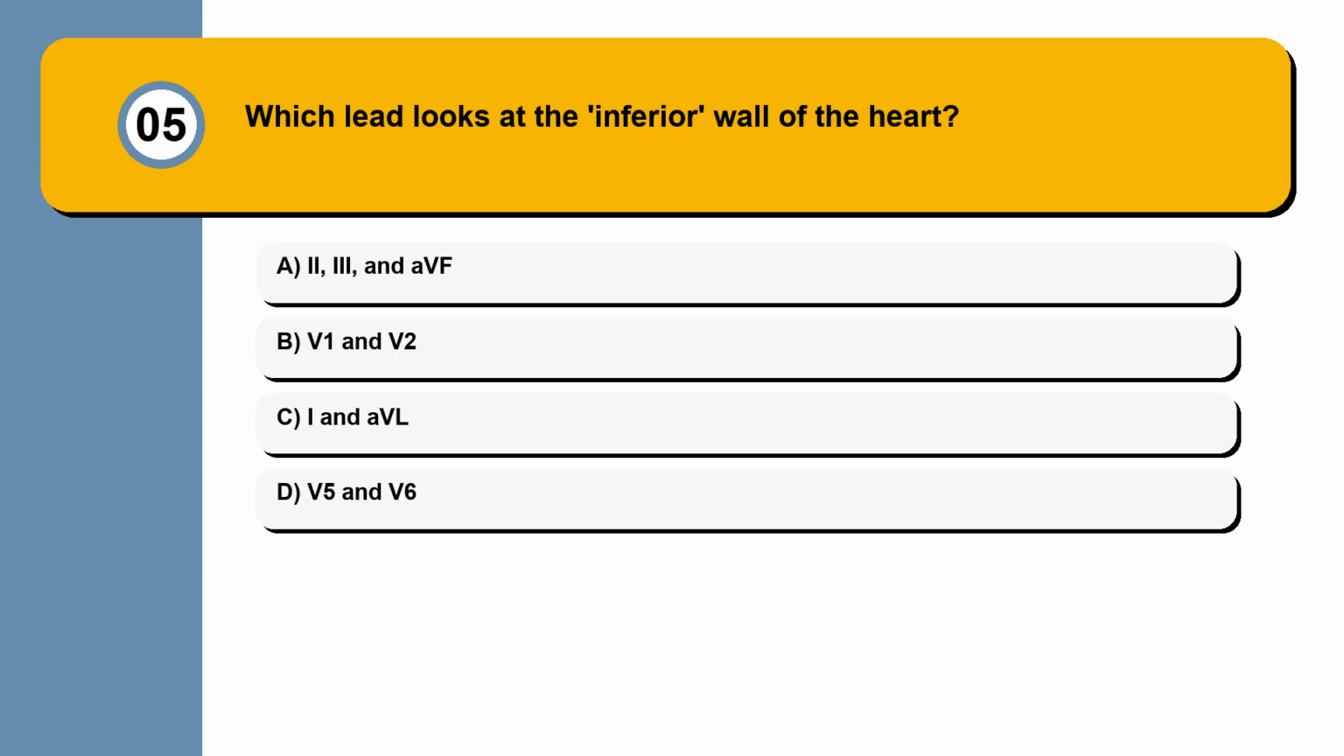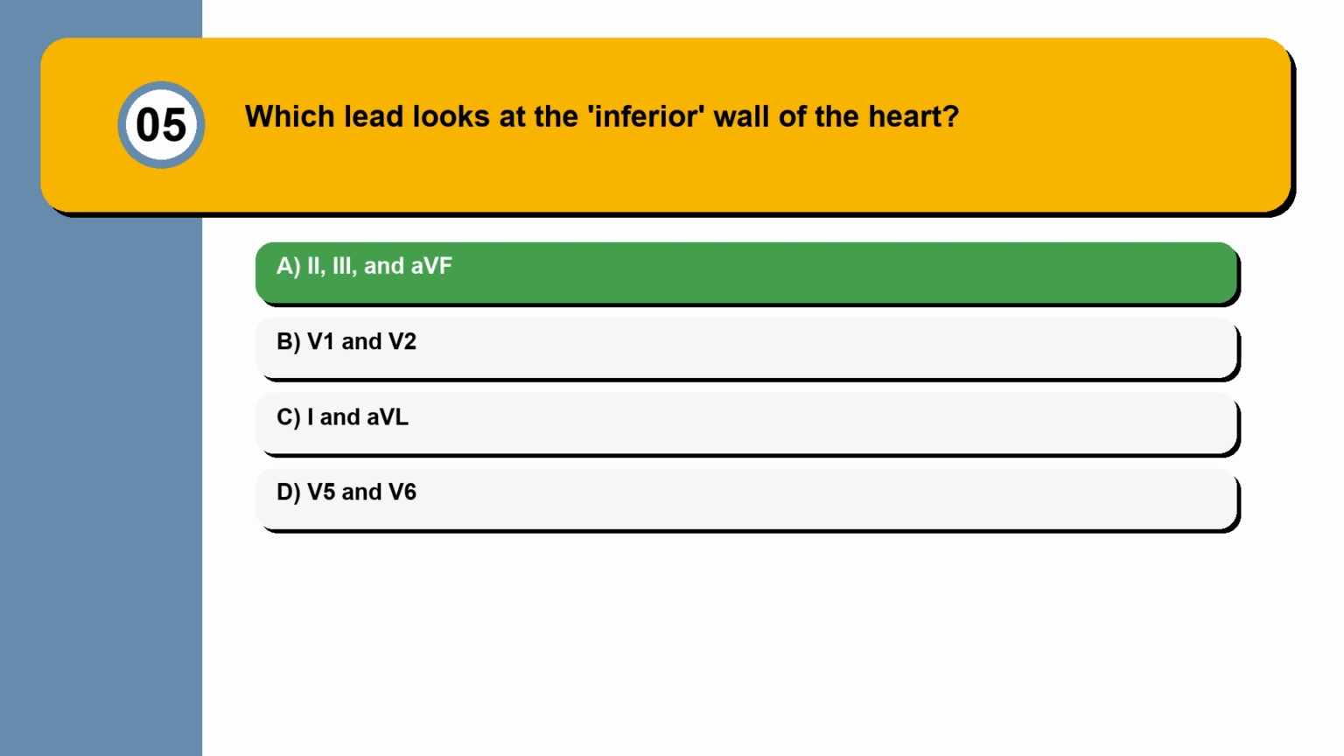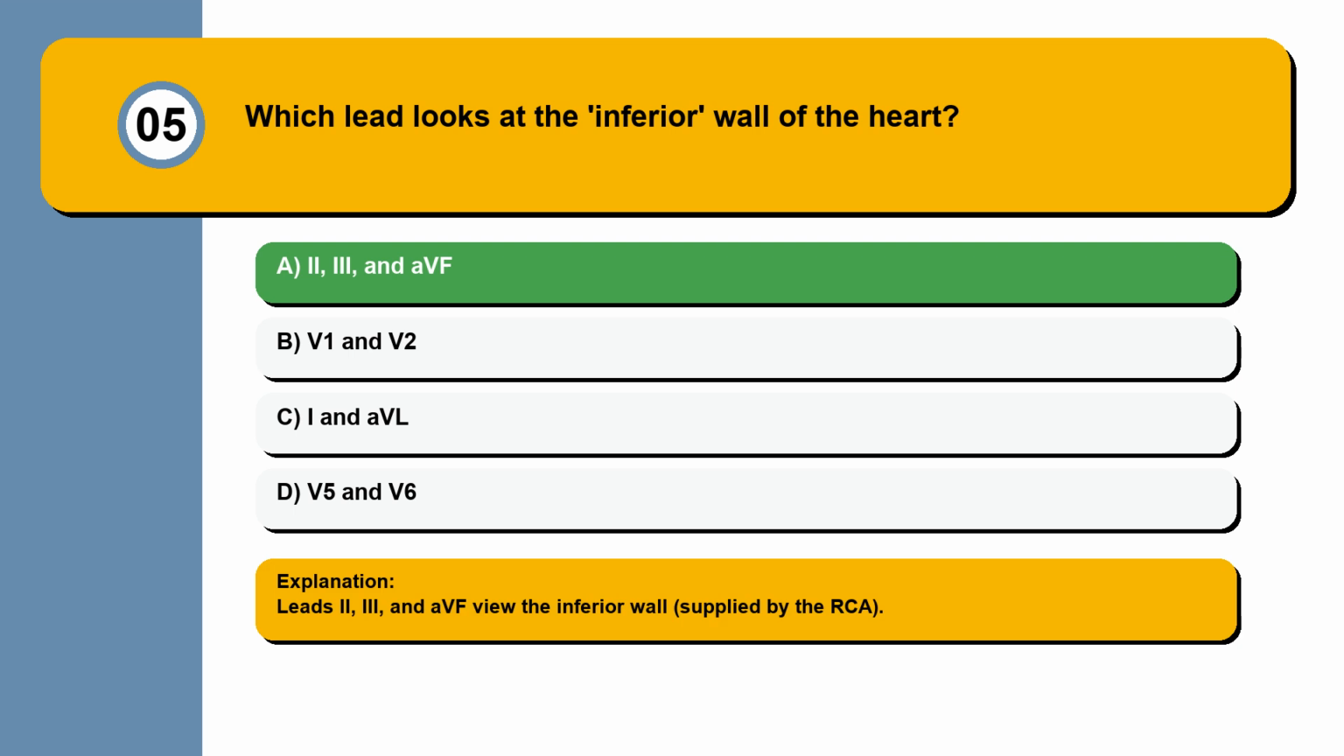Question 5. Which leads look at the inferior wall of the heart? Roman 2, Roman 3, and aVF; V1 and V2; I and aVL; V5 and V6. Leads Roman 2, Roman 3, and aVF view the inferior wall supplied by the RCA.